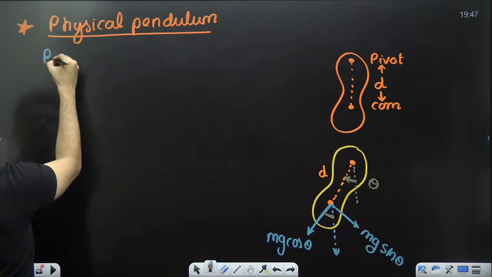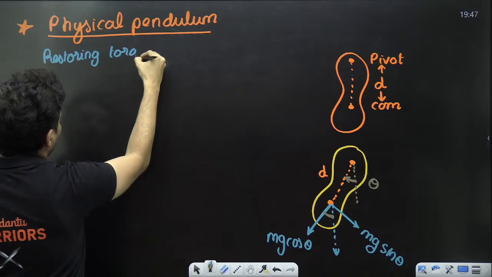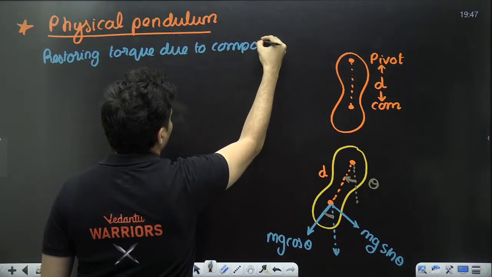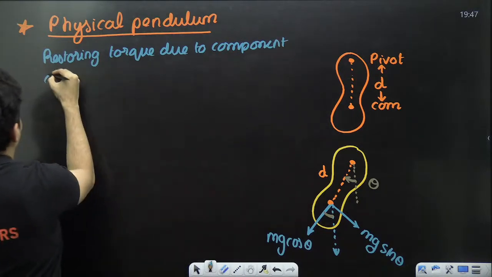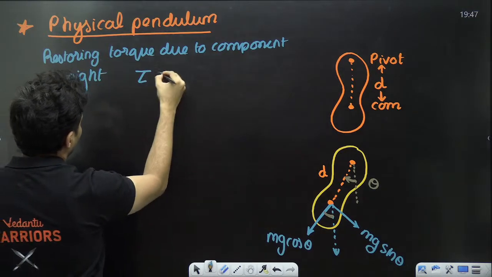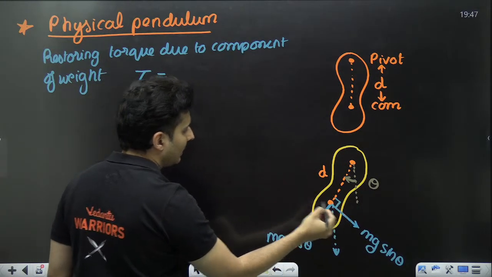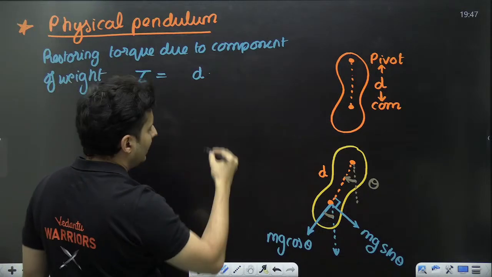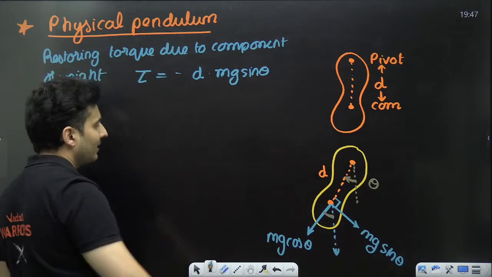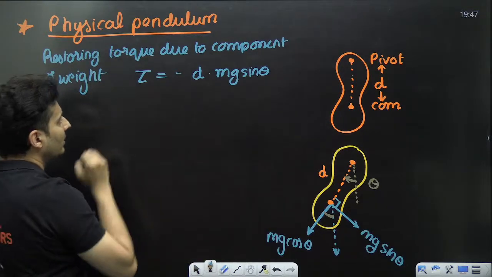So the restoring torque due to a component of the weight is given by torque is r cross F. Remember, this is perpendicular. r is d and F is mg sin theta, but it is opposite, so minus. Otherwise no need of minus, it's just restoring, that's why it is minus.